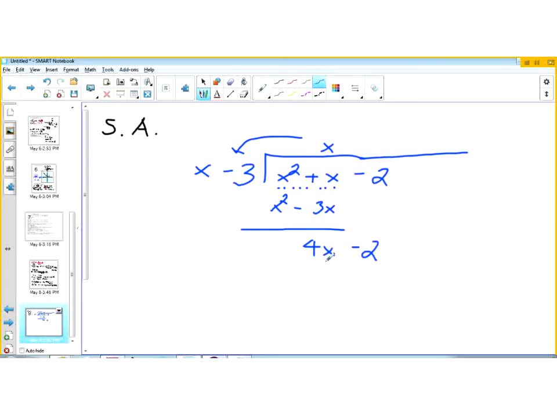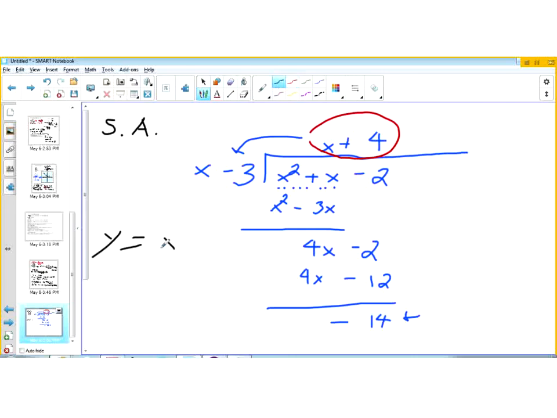And then you bring down the remainder. Okay, and then you ask yourself again, how many times will x minus 3 go into 4x minus 2? Just like you do with numbers. And you say, okay, it'll go 4 times. So 4 times x minus 3 is 4x minus 12. And then you do the subtraction and you have minus 14. So this is your remainder. Discard the remainder and retain the quotient, which is right here. So this would be your slant asymptote. So our slant asymptote is y is equal to x plus 4.